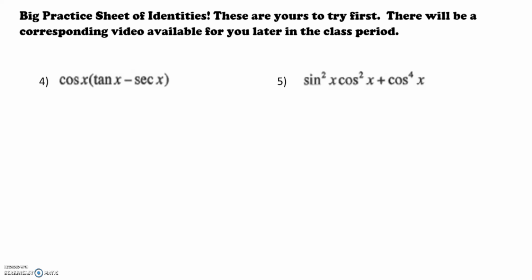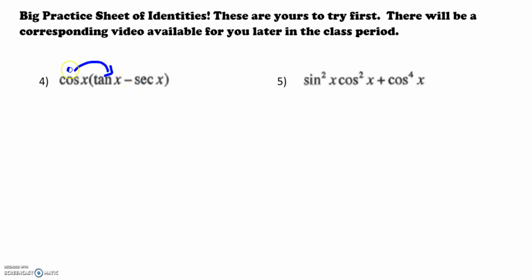So let's start with number 4. When I look at 4, order of operations tells me to look inside the parentheses first. So I ask myself if tangent x minus secant x can be combined in any way. Well, these aren't like terms, so that's a no. And then I ask myself if there's an identity. The only identity we are familiar with at this point is sine squared plus cosine squared equals 1. So because neither of these are squared, I can't do that.